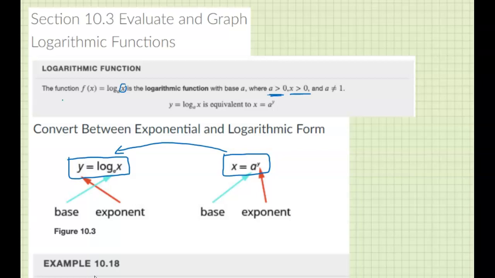You can see how they switch around: the base a is the base of the log. The exponent goes by itself. That's basically what you're solving for. And this goes in after the log. So this conversion between exponentials and logs is very important because we're going to use this and some other properties to be able to evaluate and solve equations.